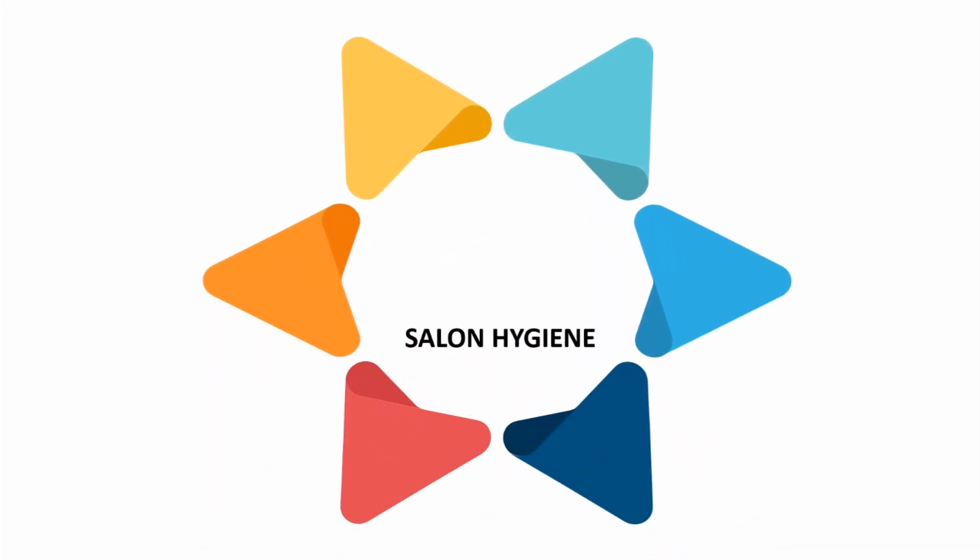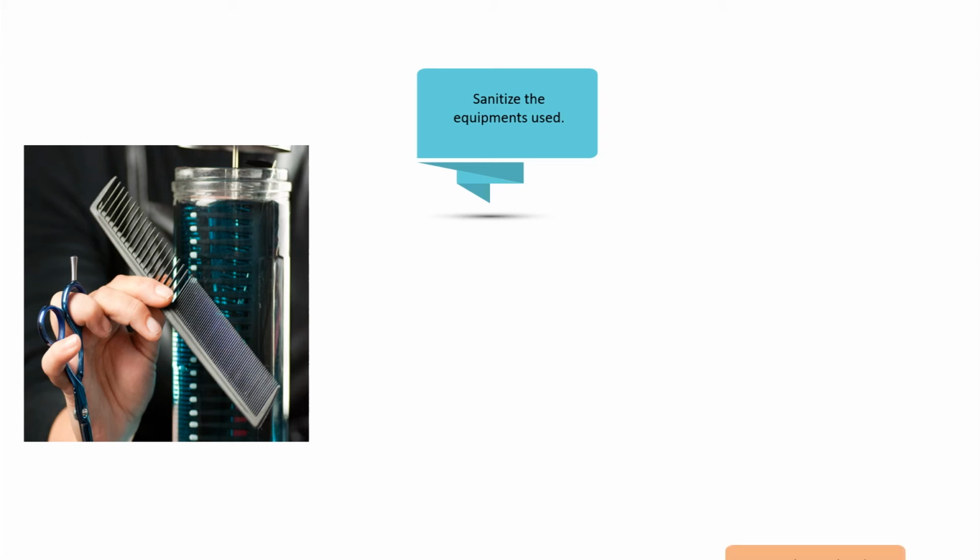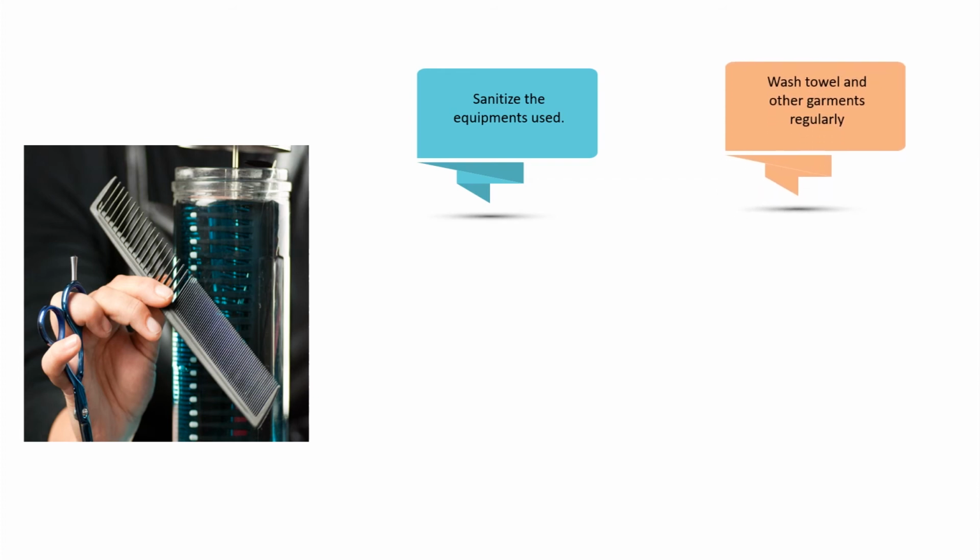As we are studying sterilization and sanitation, how can we forget salon hygiene? What is required in salon hygiene? You should sanitize the equipment used in the salon. One should wash towels and other garments regularly. Remember kids, never use a used towel or garment for another client. The mani and pedi tools, which are manicure and pedicure tools, should be sanitized. There shouldn't be a single tool used in the parlor or salon which is not sanitized after use.